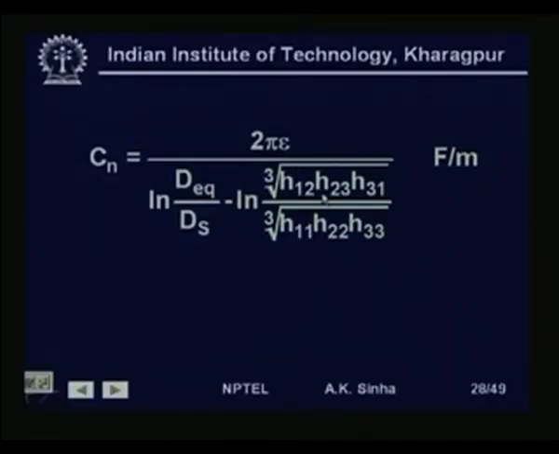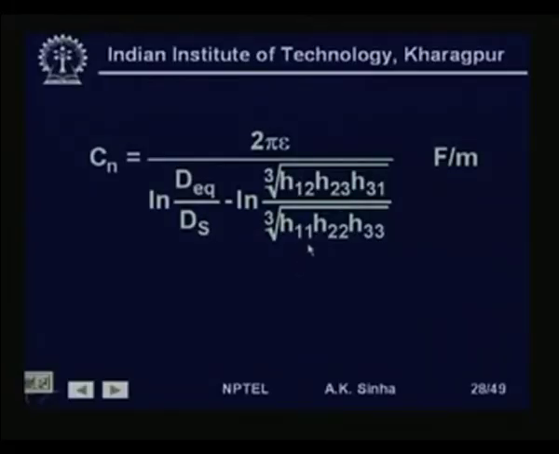Now, these terms h 12, h 23 and h 31 and h 11, h 22, h 33, if the height of the conductor is much above the ground, then these terms will be almost equal and this effect will be negligible.